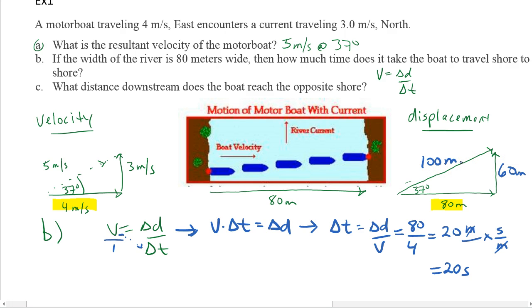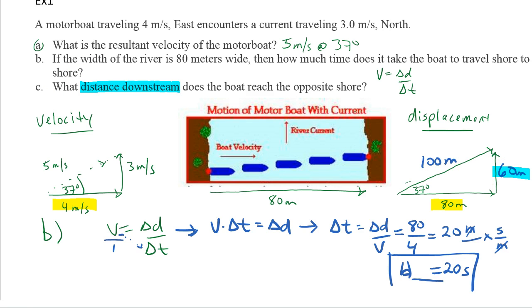This is my answer for B. And now looking at C, it says, what distance downstream? That is this 60. That is how far downstream it went, would be the 60.